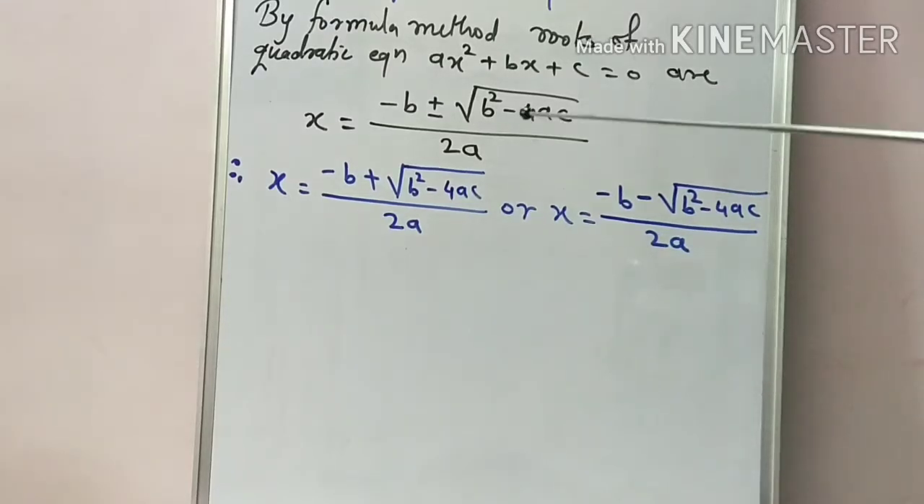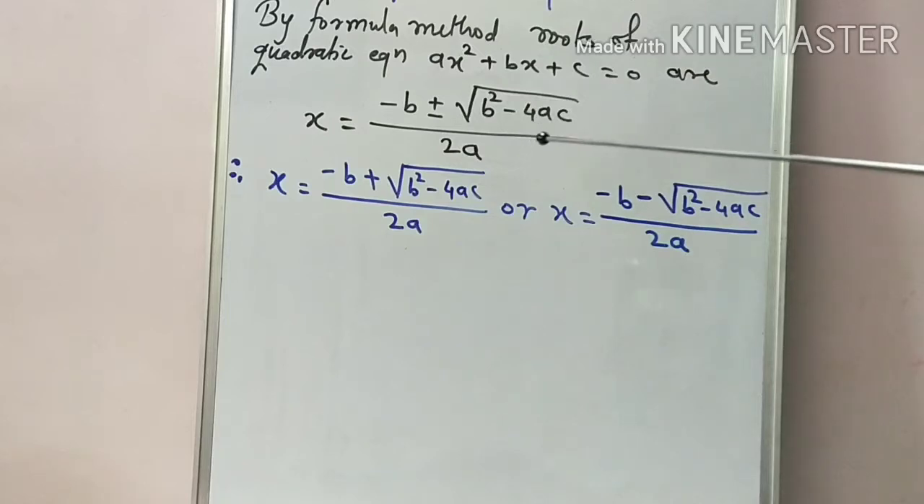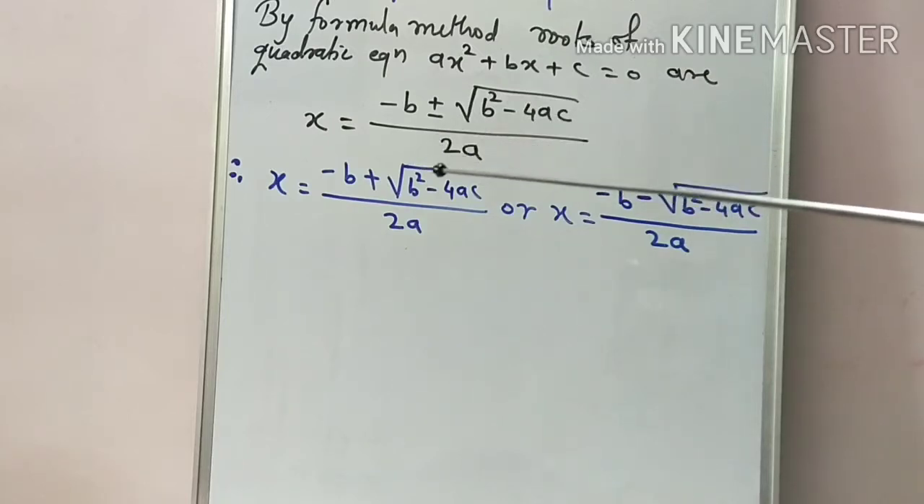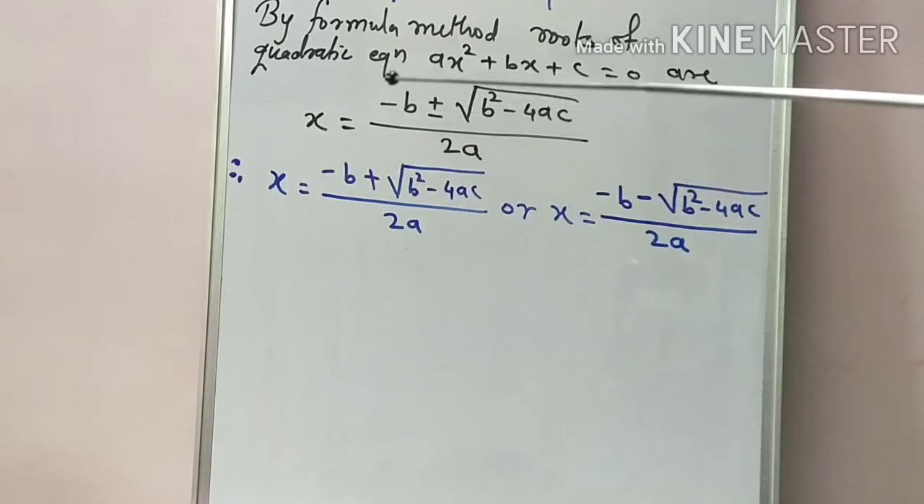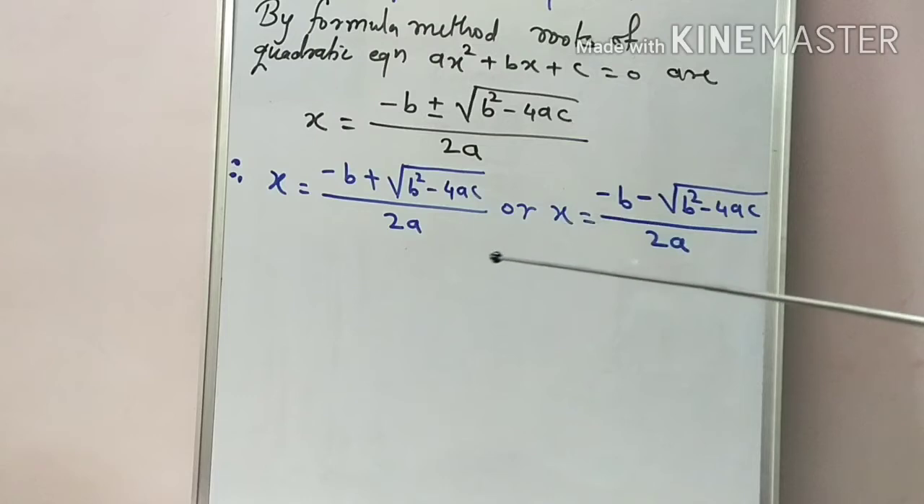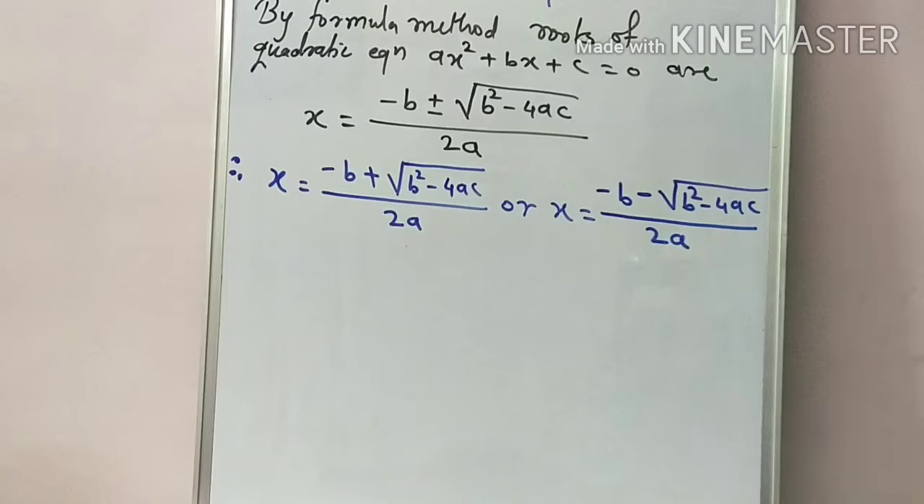This formula depends on the completing square method, which is omitted this year from the syllabus. How this formula is derived is completely dependent on the completing square method, and if you turn to page number 39 and 40, it is given there how it derives. So here you are supposed to learn this formula by heart.